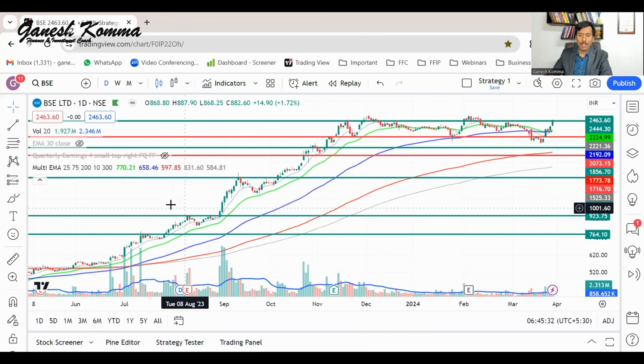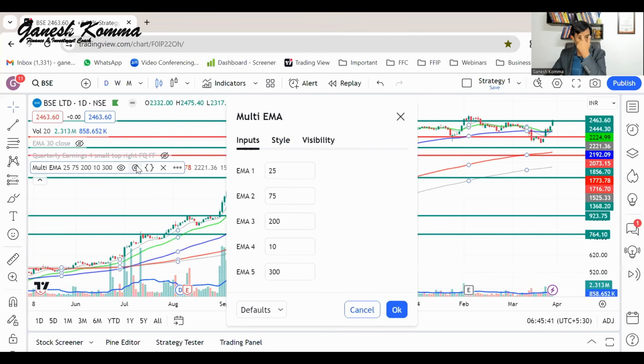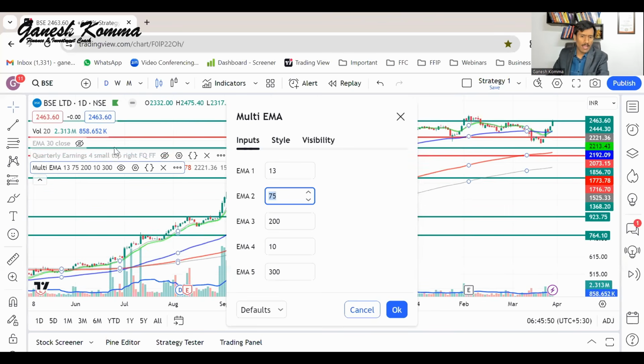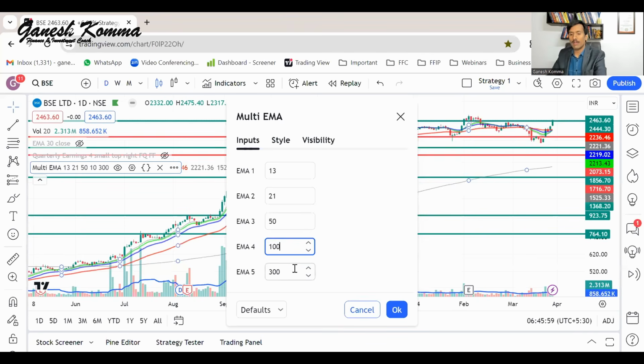And what is happening here? You are loading multiple EMAs in a single indicator. So I'll go to the settings part. I'll select EMA 13. As we are on a daily time frame, it will be checking the last 13 days' strength. Then EMA 21, EMA 50, EMA 100, and EMA 200. Even like, sir, there are 5 things which I need to observe. So if you do not want EMA 100, you can directly go for EMA 200.